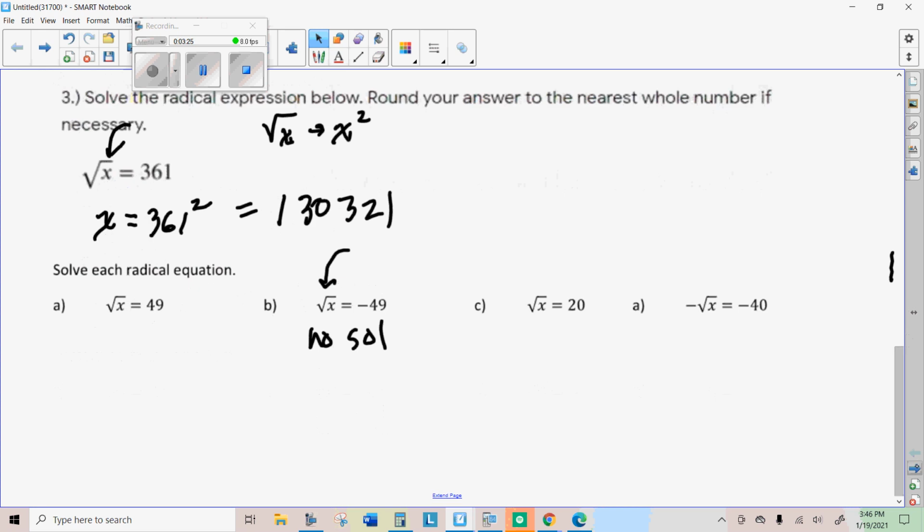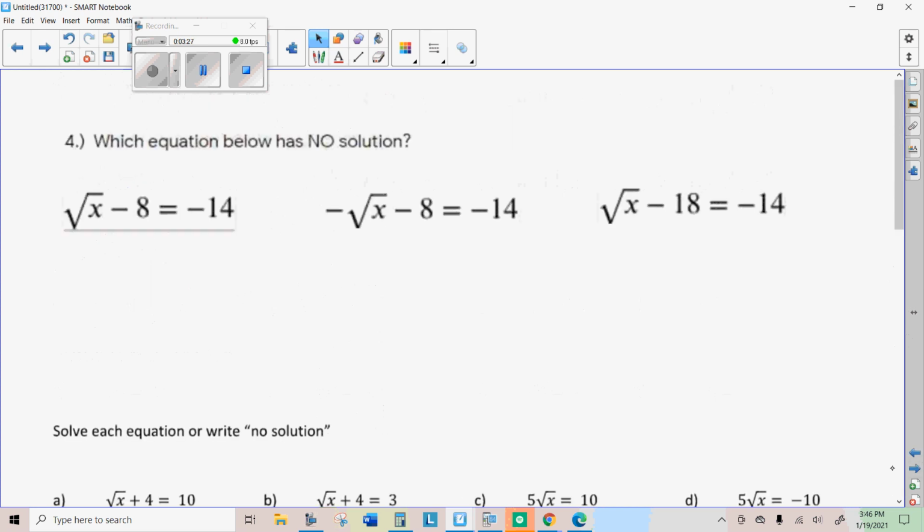All right. And the last problem we'll do is we'll try and figure out which equation here has no solution. So I just want you to do some mental math here. So think about what number this would have to be to subtract 8 from and equal negative 14. And you can backtrack to figure that out. You would just do negative 14 plus 8, which is negative 6. So this number needs to be negative 6, because negative 6 minus 8 is negative 14. Well, a positive square root cannot equal a negative number, so this one has no solution.